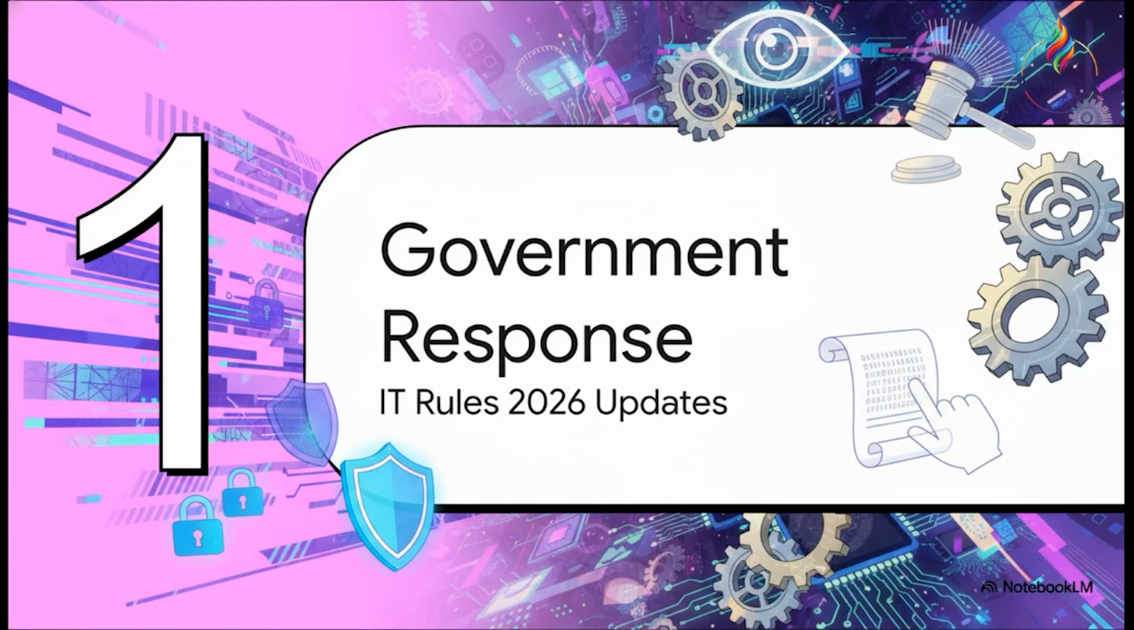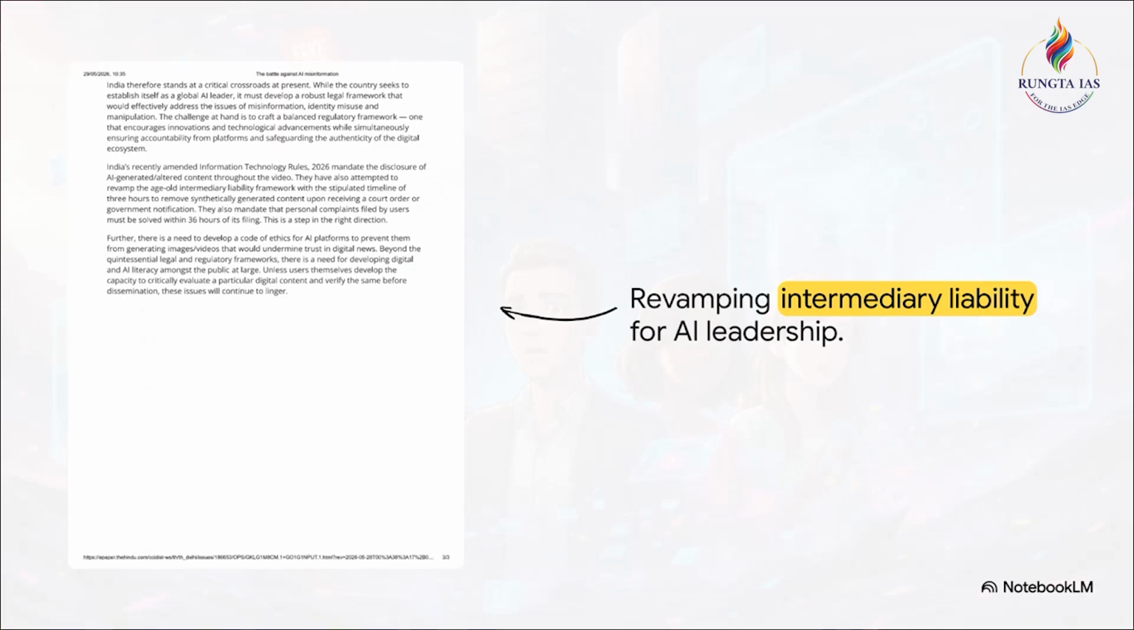Moving on to our next section, the Government Response and IT Rules 2026. So, how exactly do we solve this mess? India stands at a critical crossroads here. If we want to establish ourselves as a global AI leader, we desperately need a robust legal framework. This is where the newly amended Information Technology Rules 2026 come into play, mandating the strict disclosure of AI-altered content. It's basically a complete revamp of our intermediary liability framework.